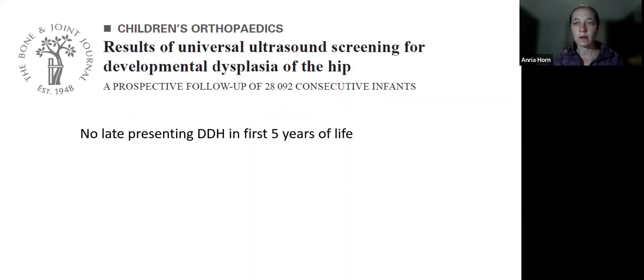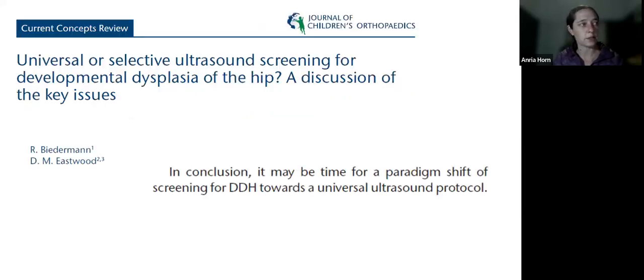So the argument will then stand that yes, universal screening does work. But is it justified if you have limited resources? In terms of the pie, how much of the pie are you really going to spend to prevent such an uncommon condition? And this was just another article looking at the question of universal screening, and they found that it might be time for a paradigm shift, to screen for DDH with a universal ultrasound protocol.